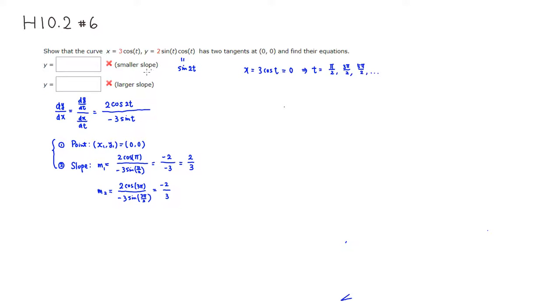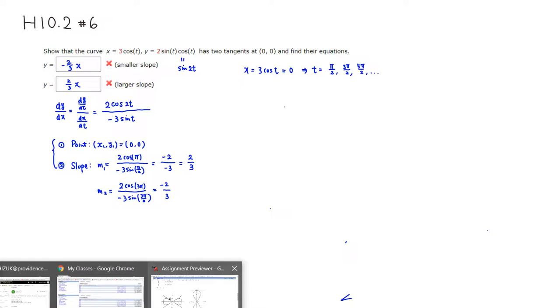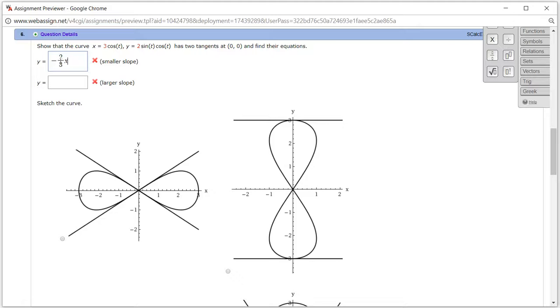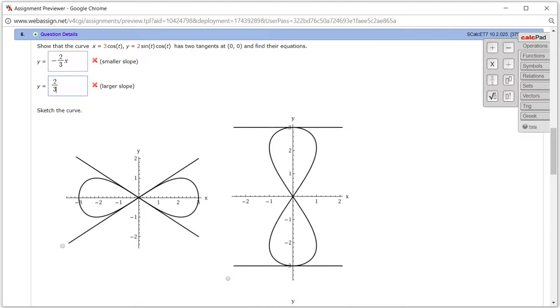So you have a smaller slope, so I will take negative 2/3. Since it goes through the origin, the y-intercept is 0, so it's just negative 2/3 x. When the m1 slope is 2/3, you're going to get 2/3 x. So let's type it in. We're going to have a smaller slope, negative, so click on that. Negative 2/3 x is the smaller one, and the bigger one is positive 2/3 x.